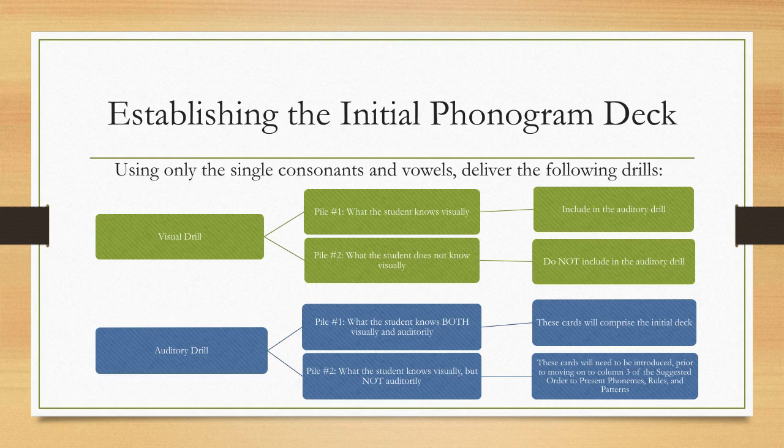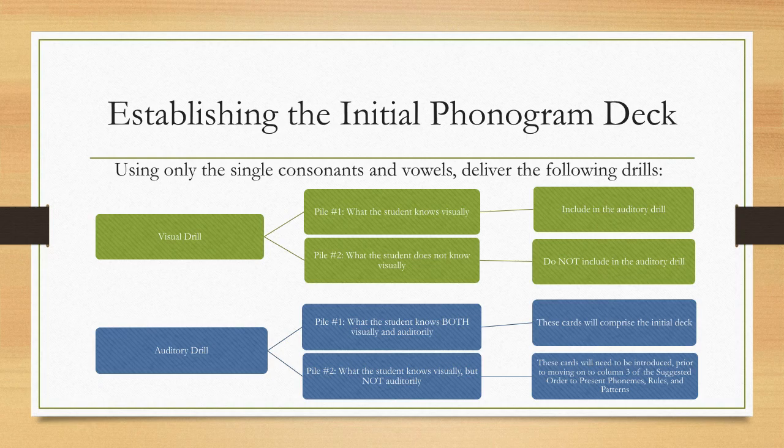During this time, you will create two piles. One pile of phonogram cards that your student knows visually, and a second pile of phonogram cards that your student does not know visually. The cards your student knows visually will be used to deliver the auditory drill. You will then deliver an auditory drill using the deck of single consonants and vowels that your student knows visually. You will again create two piles. One pile of phonogram cards that your student knows visually and auditorily, and a second pile of phonogram cards that your student knows visually but not auditorily.